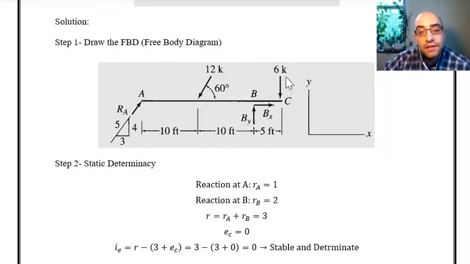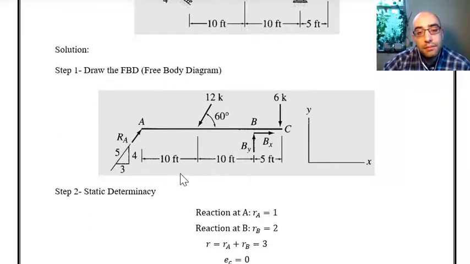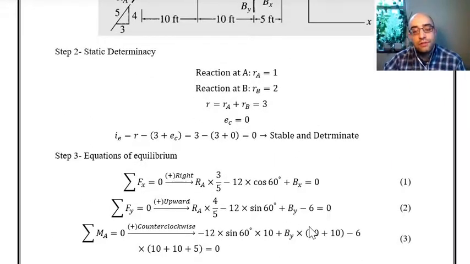And finally, I have this 6 kip force over here. It has 25 feet distance to point A, and the moment will be counterclockwise, right? The moment will be counterclockwise, and the value will be 6 multiplied by 25. So I'm going to write it down over here, and as you can see, minus 6 multiplied by 25, or 10 plus 10 plus 5. All right? So this is the equation for moments.